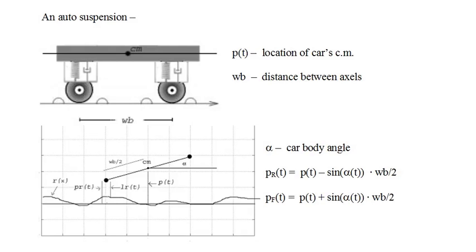The height of the rear of the car, that is above the rear wheel, is P of t minus sine of alpha of t times WB divided by 2. And the height of the front of the car is P of t plus sine of alpha of t times WB divided by 2.